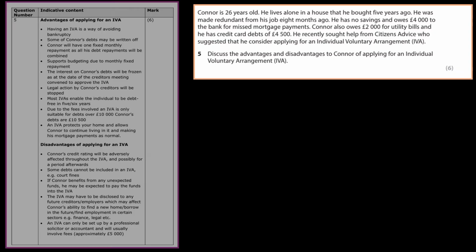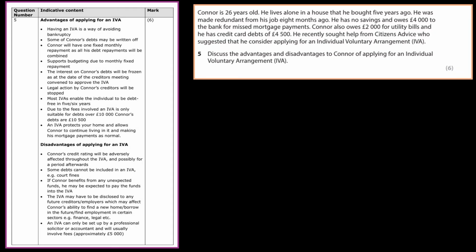So let's have a look at the mark scheme. What do they say when it comes to this question, the answer? So there's quite a lot here to consider, as you can imagine there would be on a 6 marker. There's the advantages for applying for an IVA. Okay, so you can have a look at that list. I'm potentially not going to go through all of them, but let's have a look at some of them.